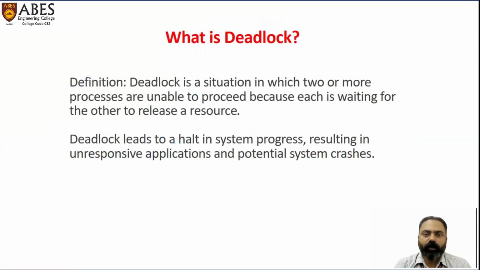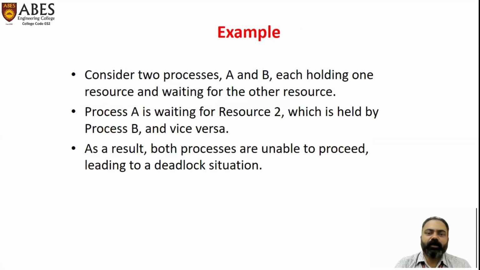What is deadlock? Deadlock is a situation in which two or more processes are unable to proceed because each is waiting for the other to release a resource. Deadlock leads to a halt in the system progress, resulting in unresponsiveness, applications, and potential system crashes. For example, suppose there are two processes A and B, and each holding one resource and waiting for the other resource. Process A is waiting for resource 2, which is held by process B, and vice versa.